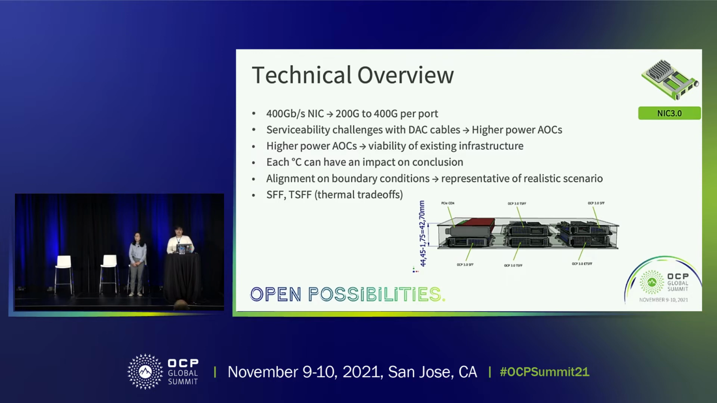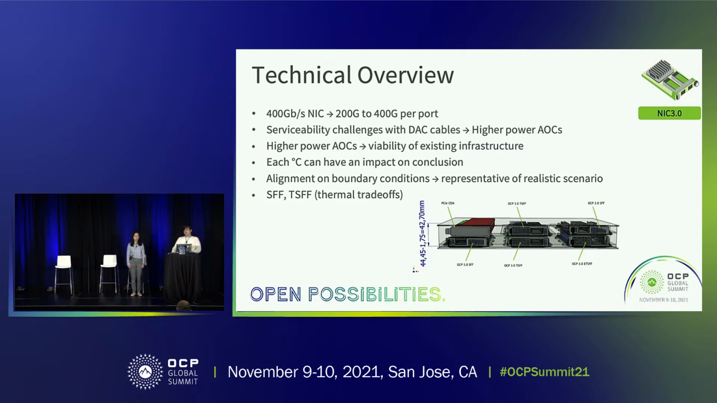Based on the thermal analysis and studies we've done over the last couple of months, we've seen that each and every degree Celsius has an impact on the conclusion. That makes it a mandatory prerequisite for us to align on the boundary conditions, so that at the end of the day we are simulating something real and representative of a realistic scenario, instead of something overly optimistic or overly conservative. Because each degree Celsius has an impact, the wrong set of boundary conditions can pollute the resulting conclusion, especially as it relates to the viability.